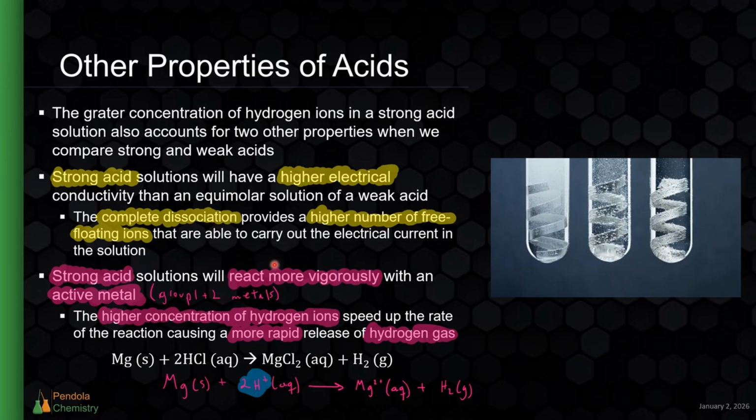So those are the two properties of acids that you need to know, weak versus strong. Strong acids have a higher electrical conductivity because of their higher number of dissociated hydrogen ions, which give more free-floating ions, which means more electrical conductivity. And strong acids are also going to react more vigorously with active metals, which are group 1 and 2 metals. This is because the concentration of hydrogen ions is much higher, making the reaction move a lot faster, because hydrogen ions are one of the two reactants when we write the net ionic equation for this reaction.